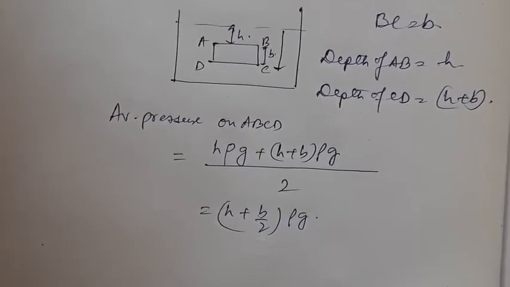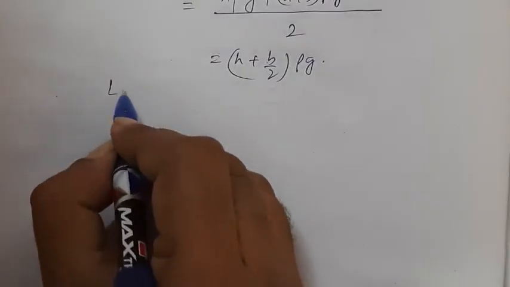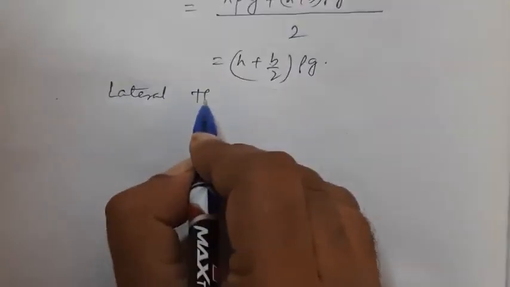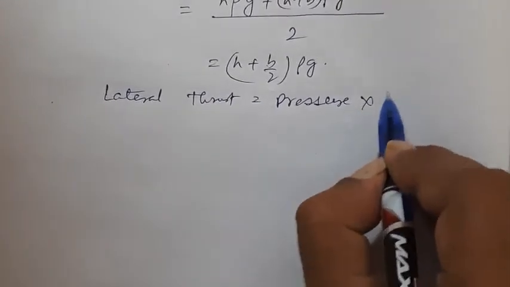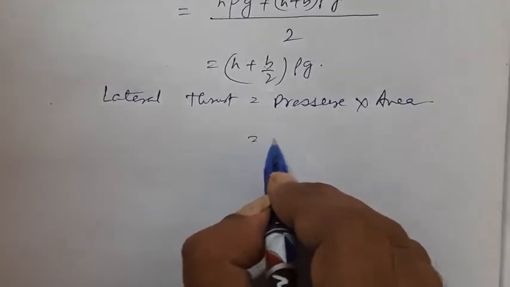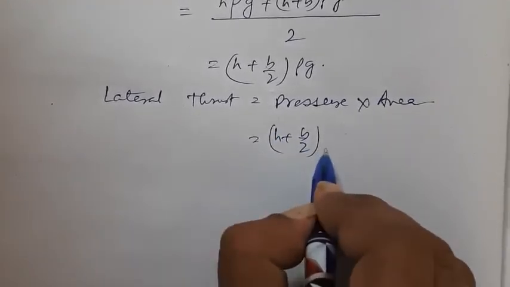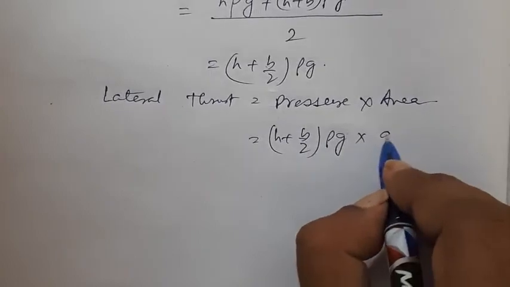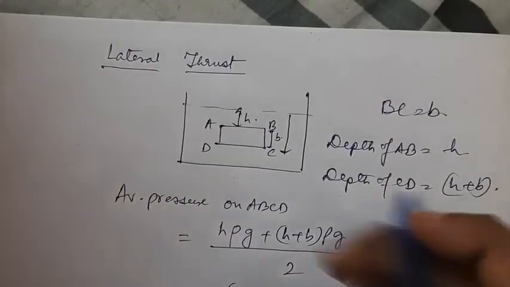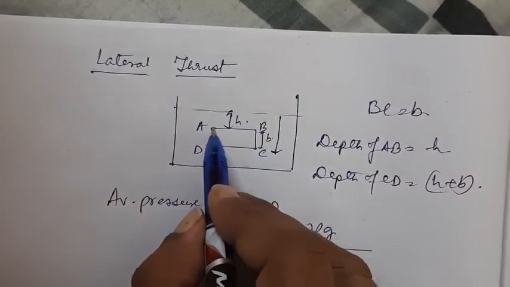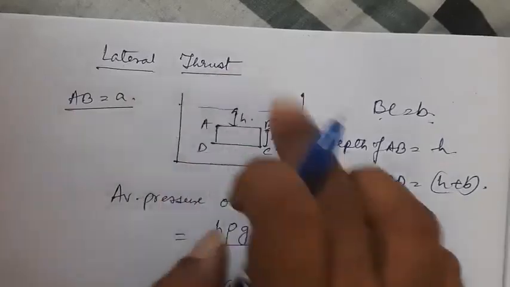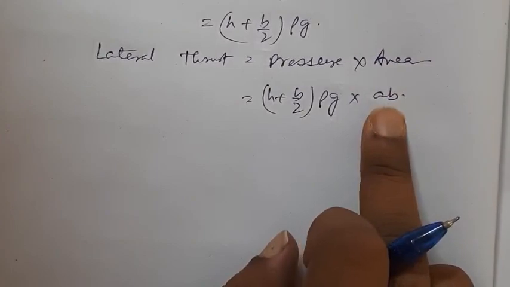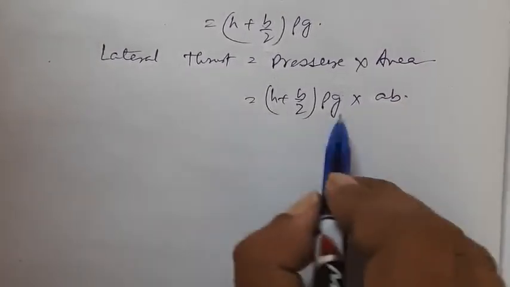So the lateral thrust must be equal to the pressure into area. The pressure expression was h plus b by 2 into rho g. And what is the area? A into b. That means we take the distance AB as a, and BC as b. So the area of the figure ABCD is a into b. So this is the expression for lateral thrust.